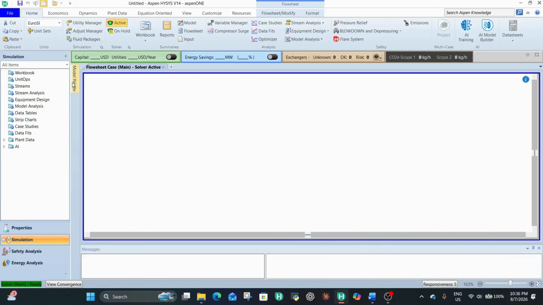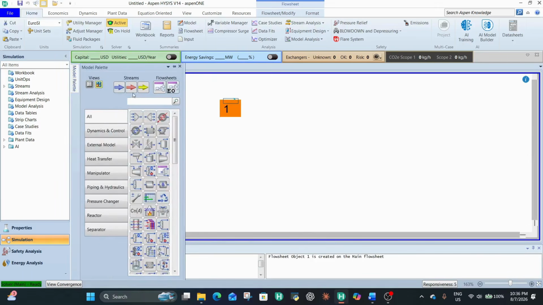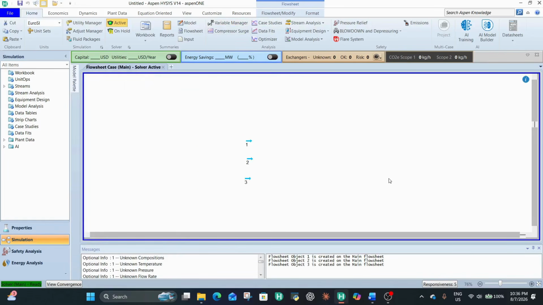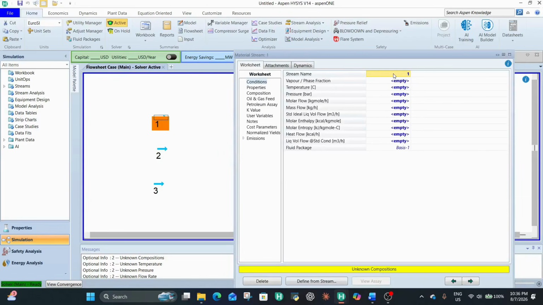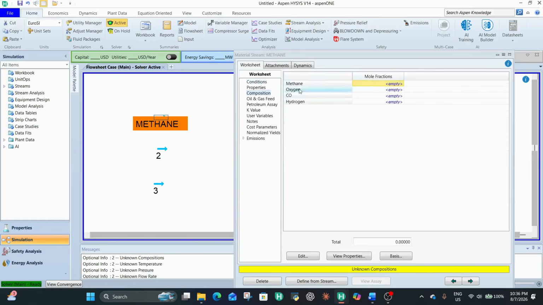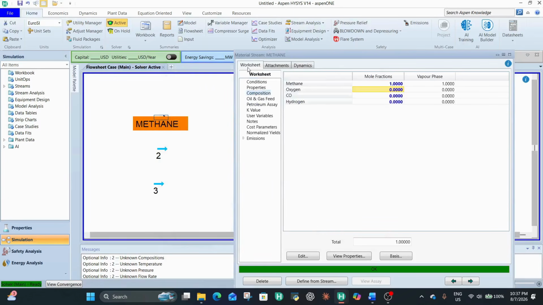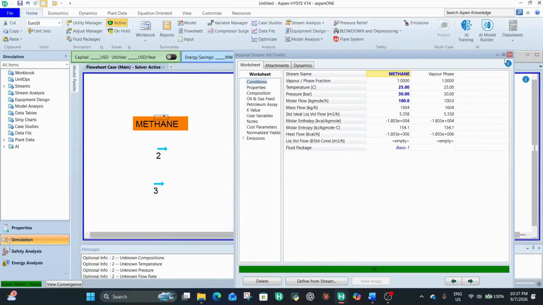So, first thing as always, create our streams. We have 3 streams for this operation, so we're going to bring down 3 streams. For the first stream, let's call it methane. Remember the temperature is 25 Celsius, initially 30 bar, with a flow rate of 100 kilogram mole per hour and a composition of 100% methane, mole fraction 1. Methane stream successfully created.